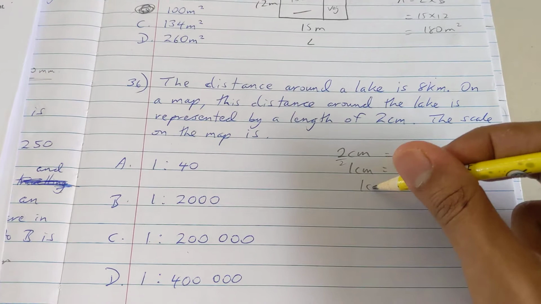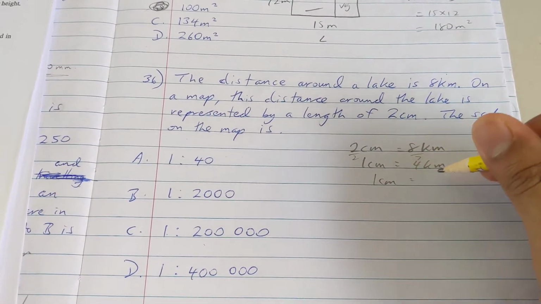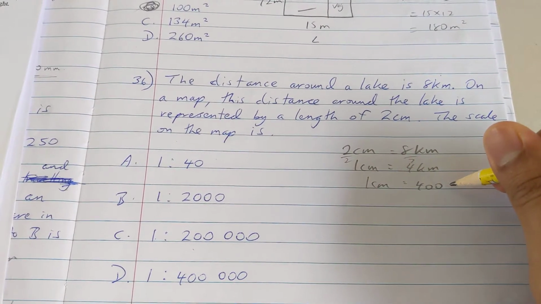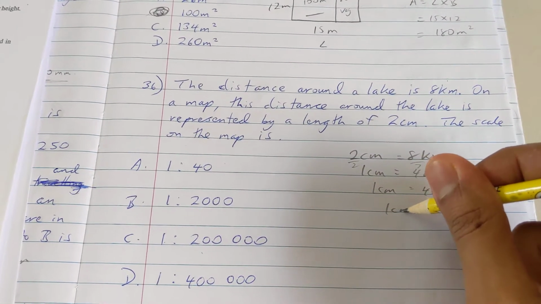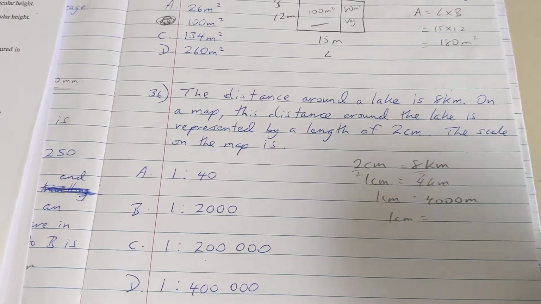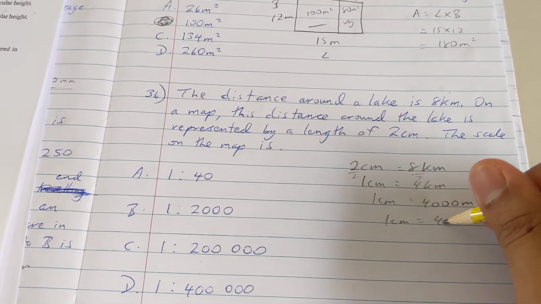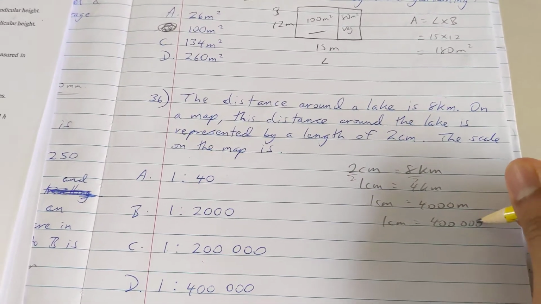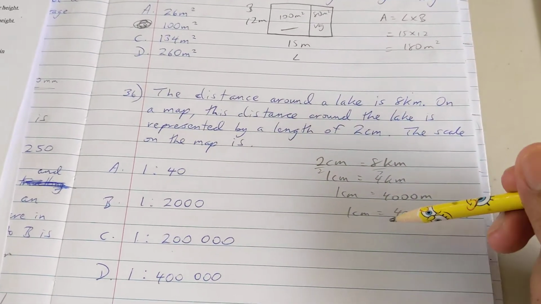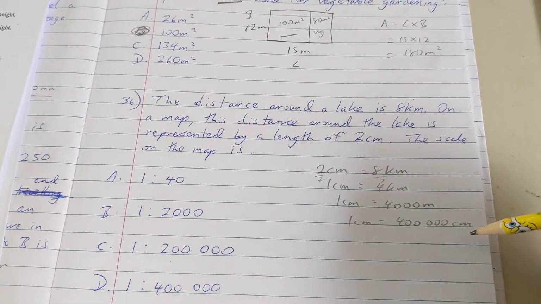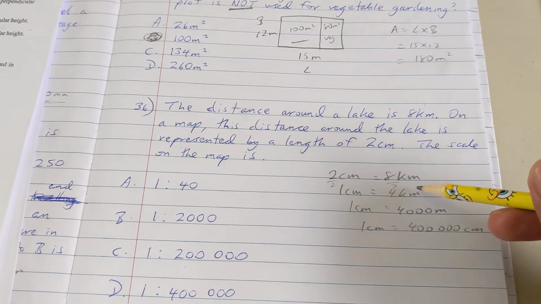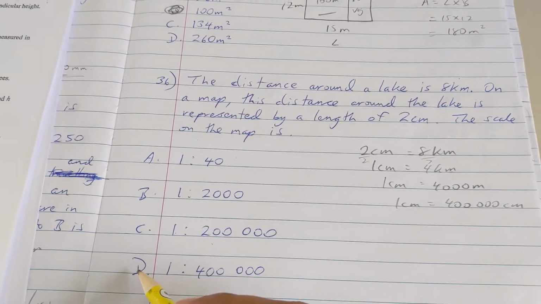And I need to change kilometers to centimeters. So a kilometer is 1,000 meters, so 4 kilometers is 4,000 meters. So that's 1 centimeter to 4,000 meters. And a meter is 100 centimeters. So 4,000 by 100, 400,000 centimeters. So 1 centimeter really represents 400,000 centimeters, which is equivalent to 4 kilometers. And that's why my answer is going to be D.